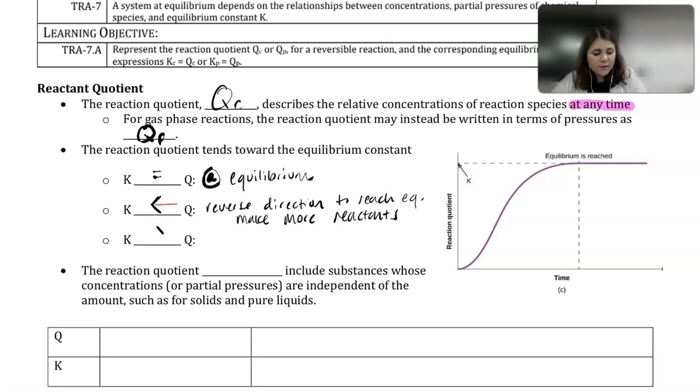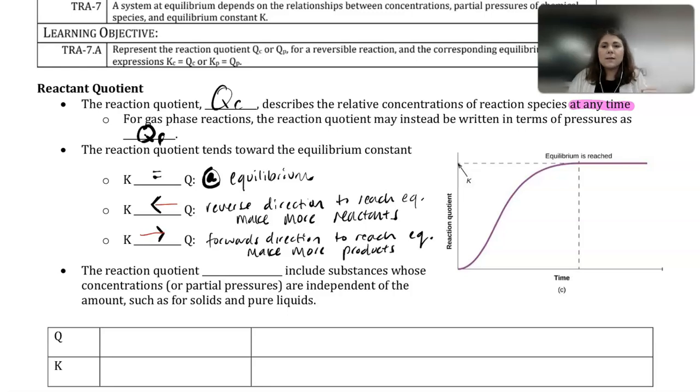And then vice versa, if your K is greater than Q, draw that little line right there that tells us to go in the forwards direction. And again, this is to reach equilibrium. And so here, what's in the forwards direction? What's to the right? We need to make more products to get us to whatever K is.